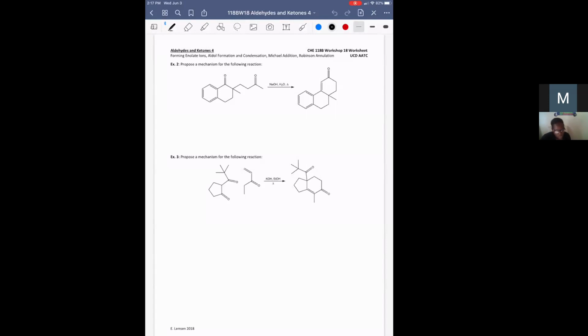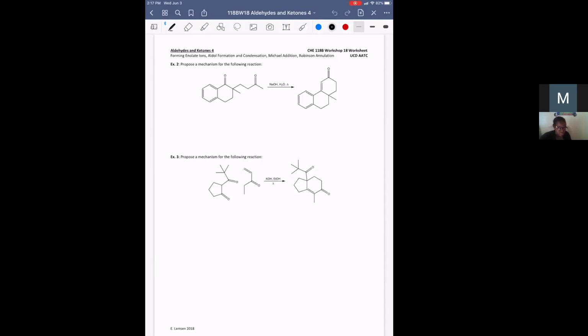So today, we'll begin by looking at reactions, or finalizing, I guess, our time looking at reactions of aldehydes and ketones, looking at a few mechanisms, and then we'll try to predict some products. So we're going to start off with looking and proposing a mechanism. We're looking at workshop 18, and we're looking at example 2 and then example 3.